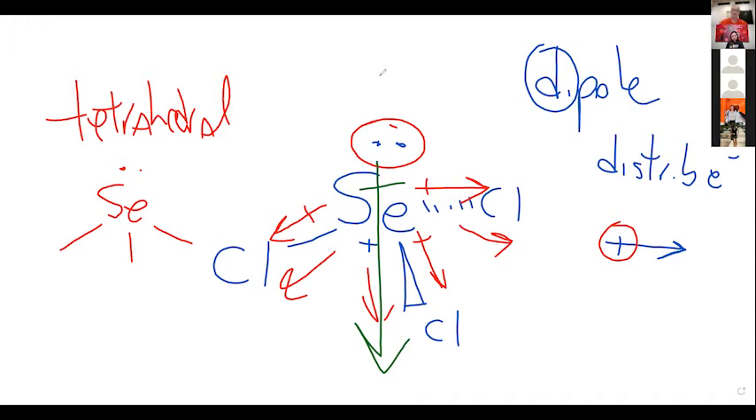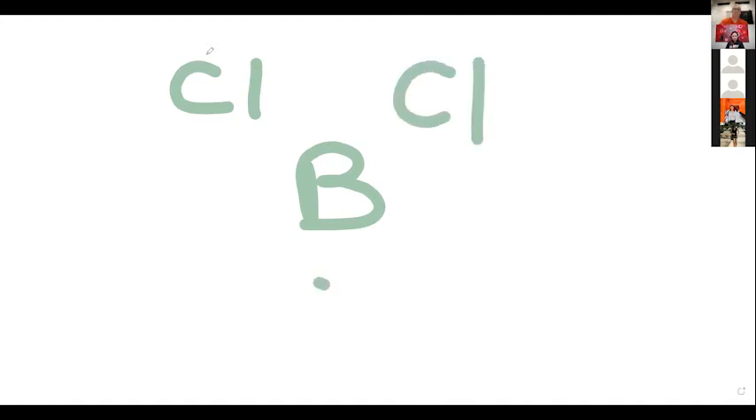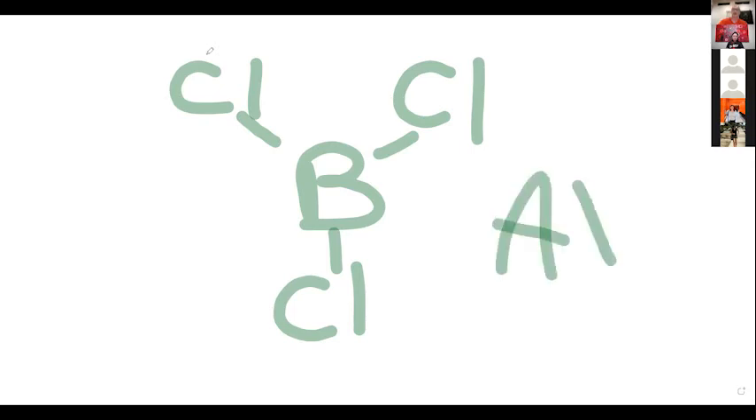Now the difference, if it was planar, if this was boron, for instance, boron only makes 3 bonds. So if that was boron trichloride, that would look like 1, 2, 3. That would be a planar molecule because we will look at the AXE on that one. Boron's a central atom bonded to 3 other atoms and it doesn't have a lone pair.